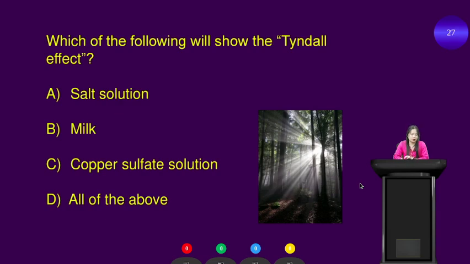Which of the following will show the Tyndall effect? We have just discussed what a Tyndall effect is. So which of the following will show the Tyndall effect? Option A is salt solution. Option B is milk. Option C is copper sulfate solution. And option D is all of the above. So which option will show Tyndall effect?